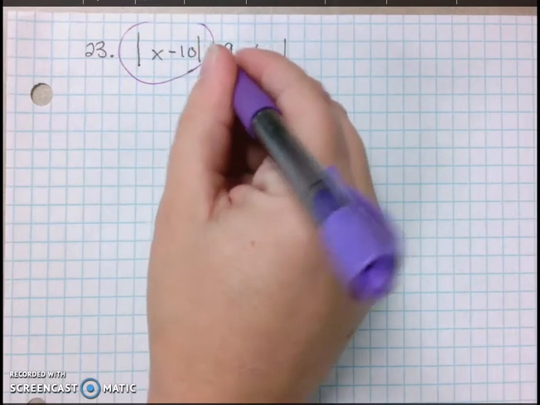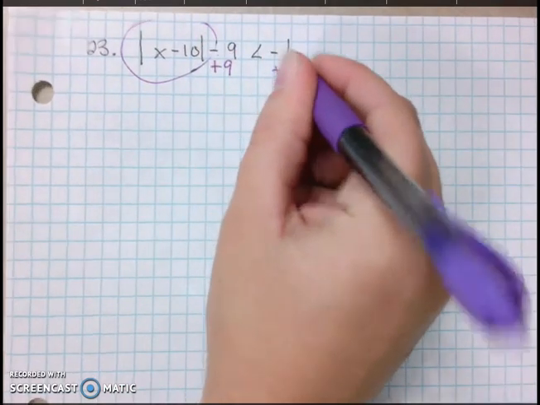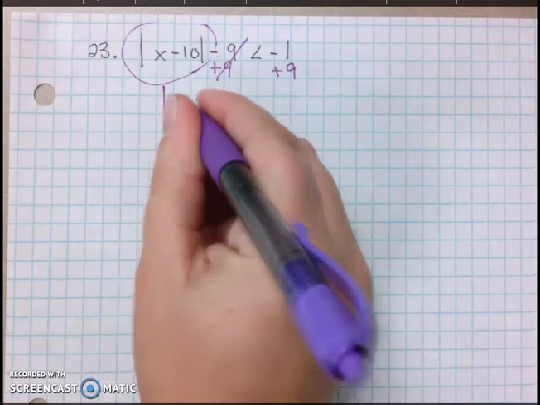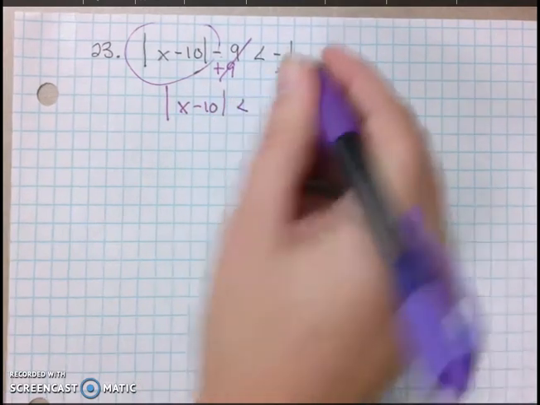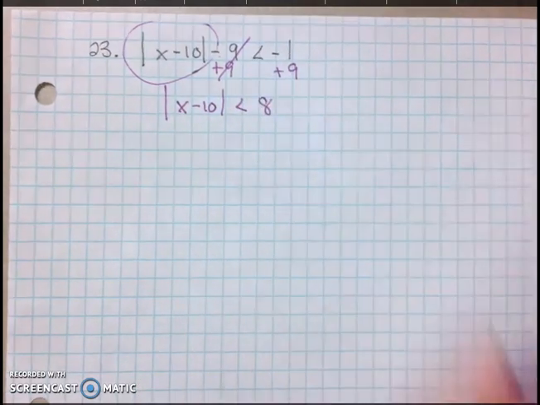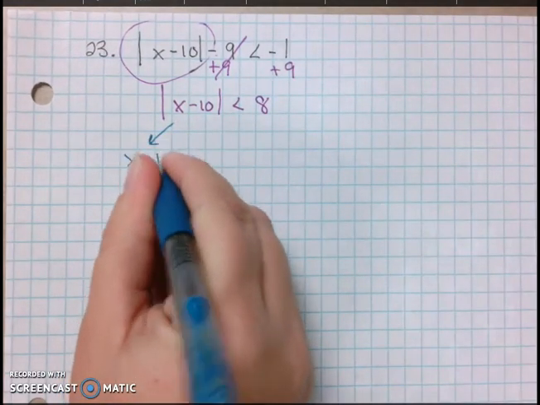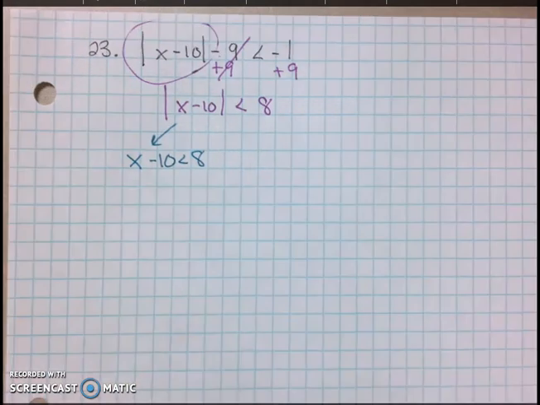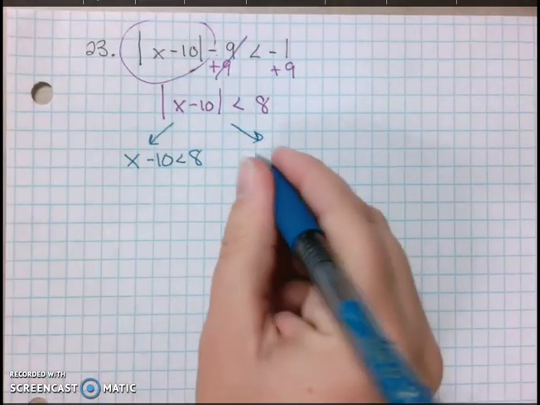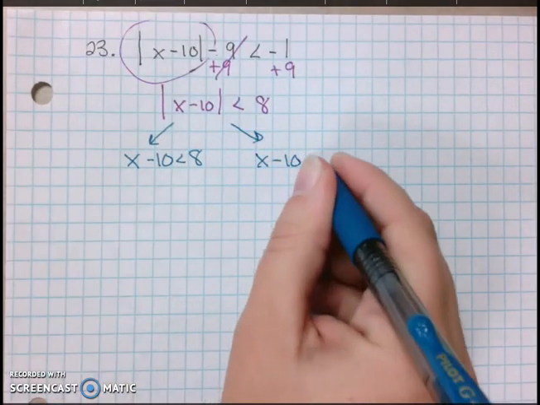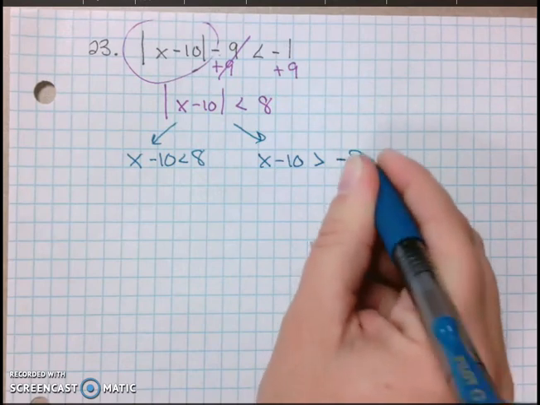So you have to add 9, get rid of this minus 9. Add 9 to both sides. The absolute value of x minus 10 is less than 8. Okay, now we split it up. The first one we write the same inequality, x minus 10 is less than 8. Get rid of the absolute value signs. The second one, we do two things. We flip the sign and we make the 8 negative.